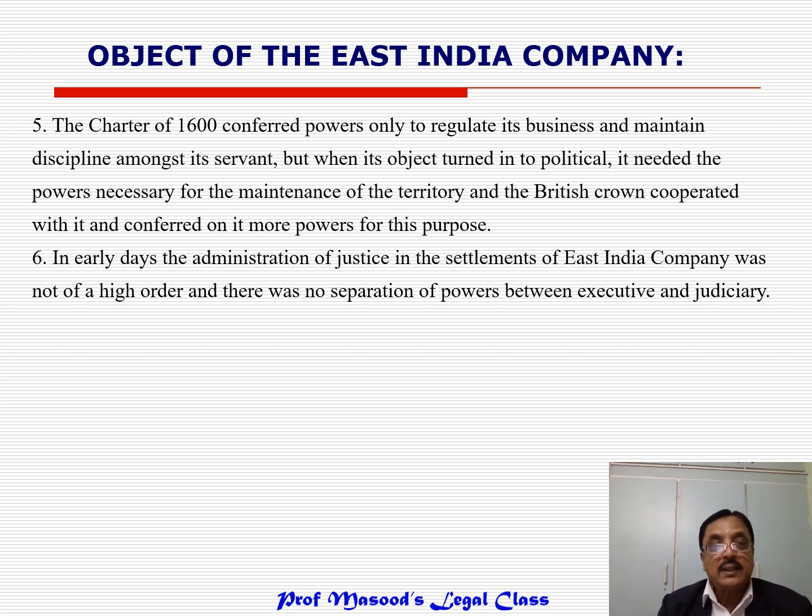Then, in early days, the administration of justice in the settlements of East India Company was not of high order, and there was no separation of powers between the executive and judiciary. See, initially they were focusing on East India Company for trade and commerce. They had nothing to do with administration and ruling a territory of India, so they were not focusing on administration and judiciary. But later on, because they captured part of India, some territory, they started focusing on the executive and judiciary, which are the two pillars of democracy.